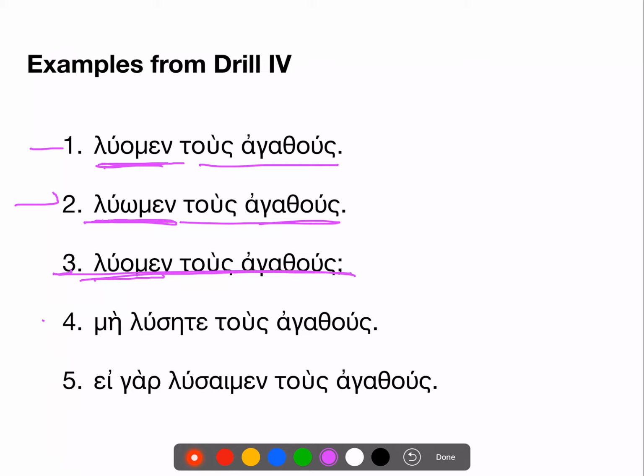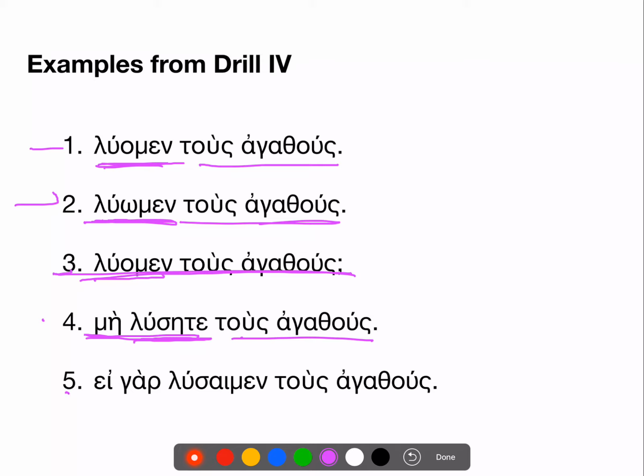Number 4. Well, now we have an aorist subjunctive. So an aorist subjunctive plus mē, second person plural. So I think this is a prohibitive subjunctive. Don't free the good men. Don't free the good men, a prohibitive subjunctive.